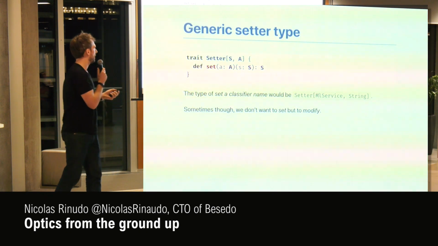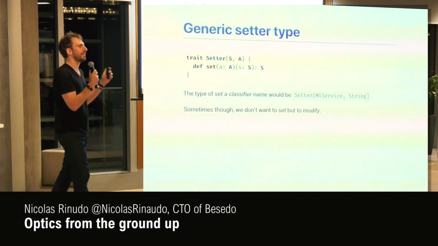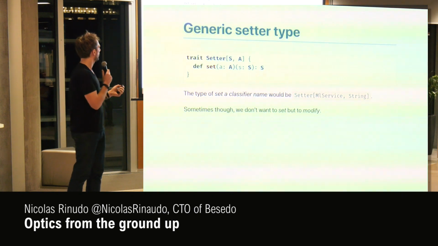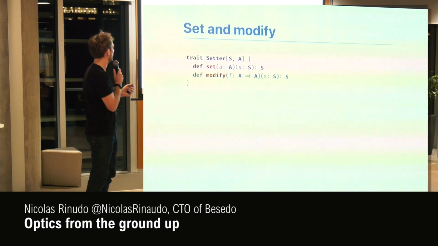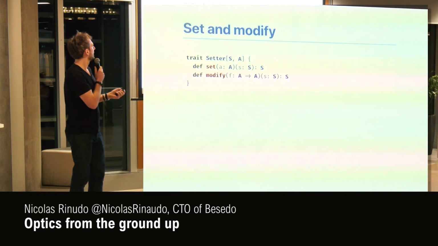But this is a bit limited. Very often we like not to set a value, but to be given that value and to modify it. A bit like functional maps, for example. So if we had a modify method on top of set, we could do that. So let's write that, where modify takes a function from A to A, an S, and returns a modified S.